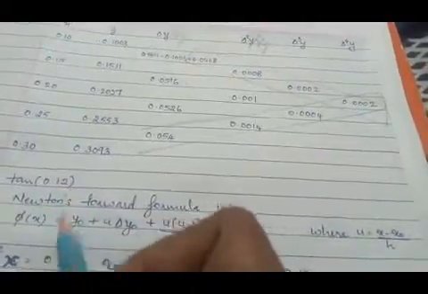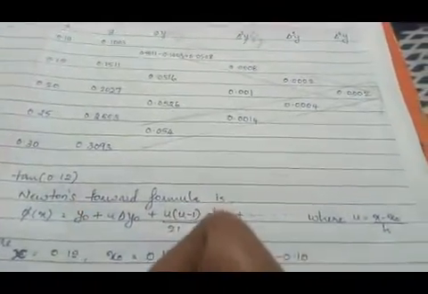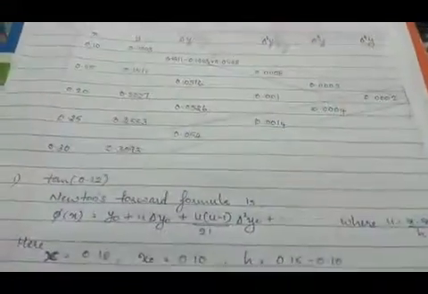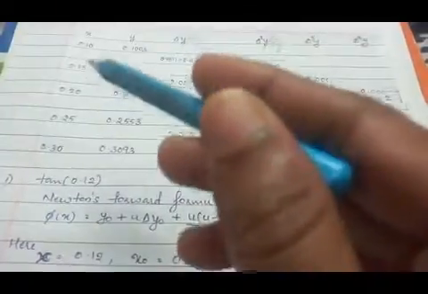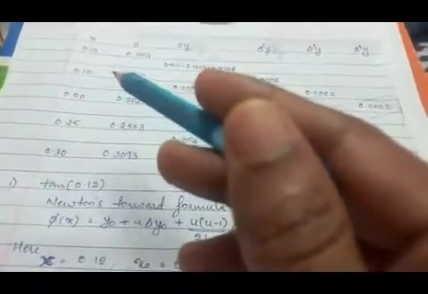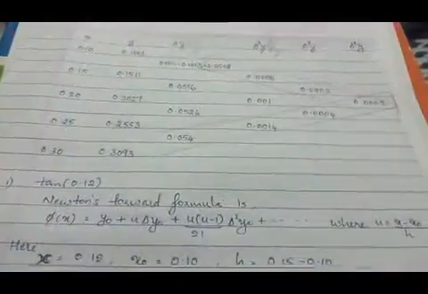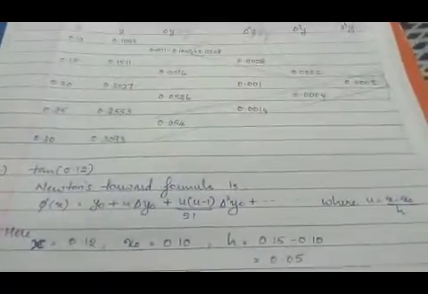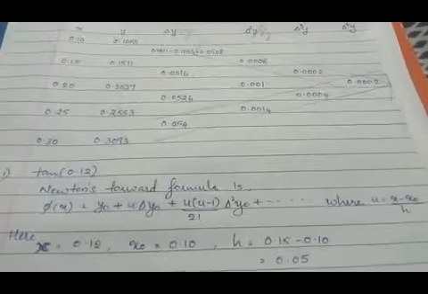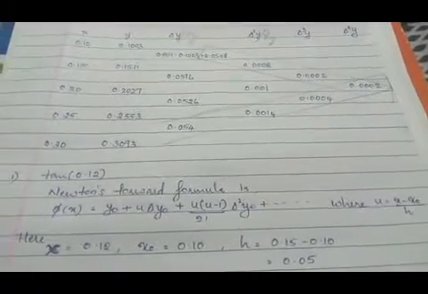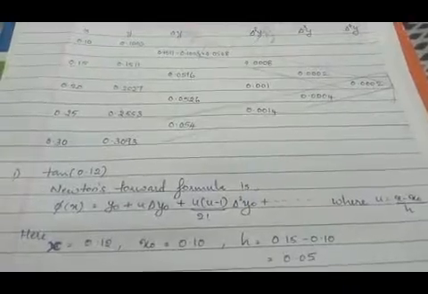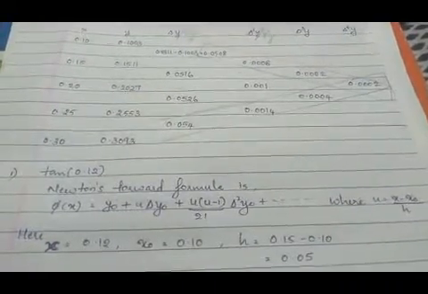So x is equal to 0.12. Then x0 is the first value of the argument, that is 0.10, and h is the interval of differencing. So taking any two consecutive arguments, you can find the value of h. So the value of h we get is 0.05. Now you have all the values of the variables which have to be used to find u.